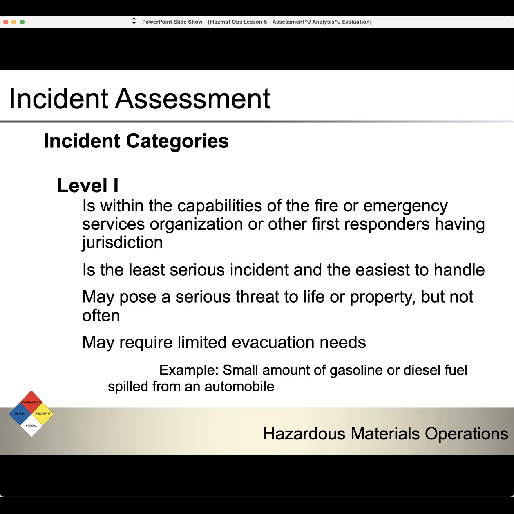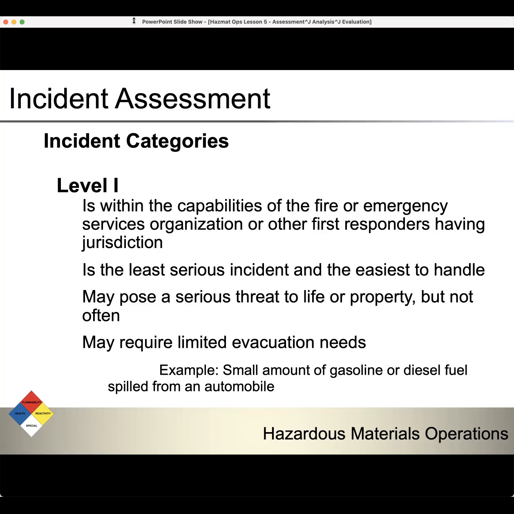So what's a level 1 incident? It's within the capabilities of the fire or emergency services organization or other first responders having jurisdiction. It's the least serious and the easiest to handle. There may be a serious life threat or property threat, but not often. Maybe limited evacuation. So for an example, you got a small amount of gasoline or diesel fuel spilled from an automobile or a truck.